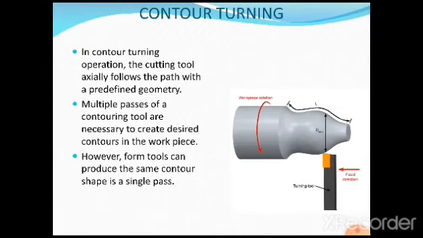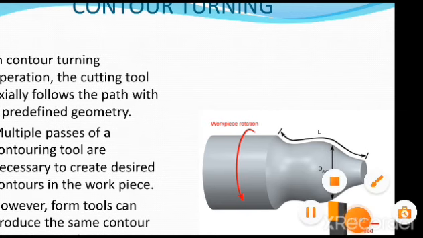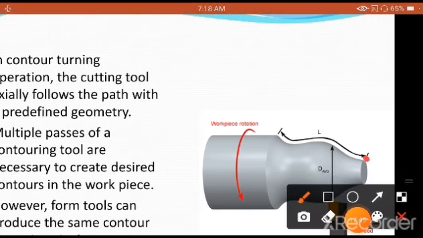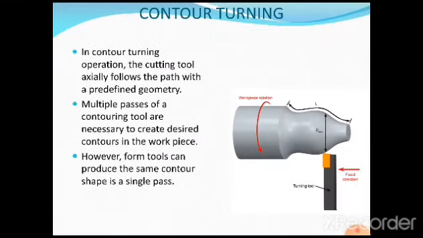The next one coming is called contour turning. In a contour turning operation, the cutting tool axially follows a path with a predefined geometry. That means we require to follow the shape of that. See, this is called contour turning. So contour means curve type. The tool has to be moved in this way with a certain type of indexing. That is how we require to form the contour turning.